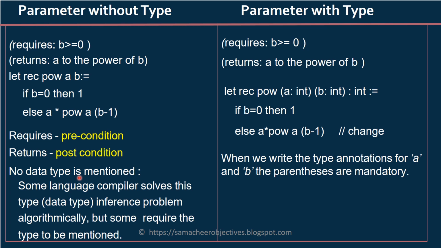Here no data type is mentioned. In C++, the data type has to be mentioned, but in Python, the data type need not be mentioned. That is, some language compilers solve this type inference problem algorithmically, but some require the type to be mentioned. The Python language is smarter than C++. So no data type is mentioned.